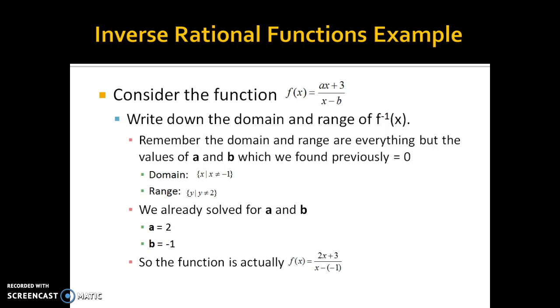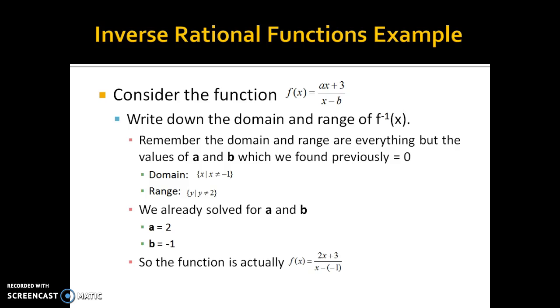Part B for this example: consider the function f of x equals ax plus 3 over x minus b. They want you to write down the domain and range of the inverse of this function. This is very easy, because it's just the domain and range of the previous function but switched around. There are two ways to find it. You can find the inverse and then find the domain and range, or you can directly find the domain and range of the normal non-inverse function and then switch them around, and both are correct.